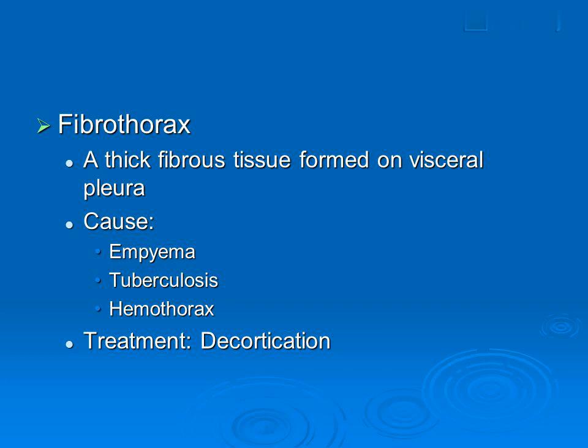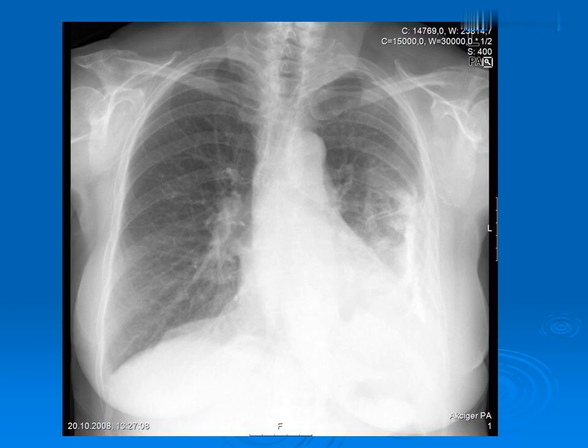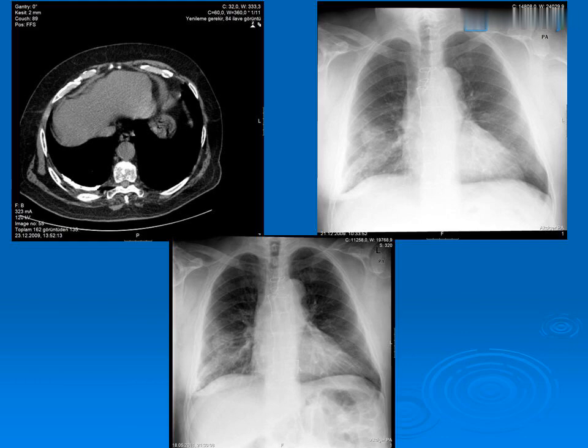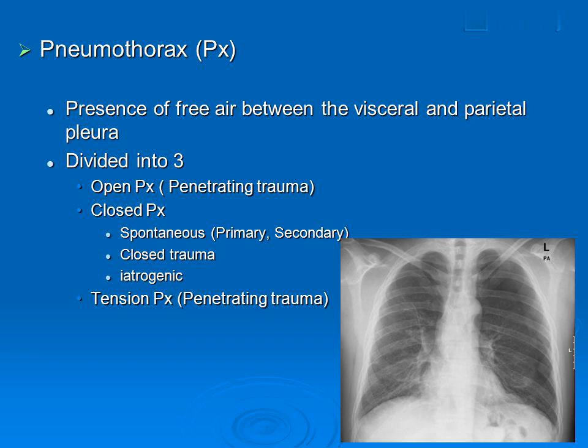Causes: empyema, tuberculosis, pneumothorax. Treatment: decortication. Pneumothorax, PX: presence of free air between the visceral and parietal pleura. Divided into three. Open PX, penetrating trauma. Closed PX: spontaneous, primary, secondary. Closed trauma, iatrogenic. Tension PX, penetrating trauma.